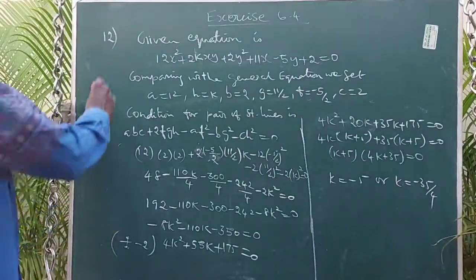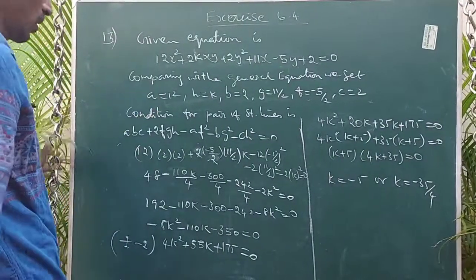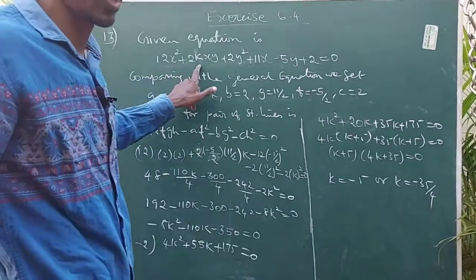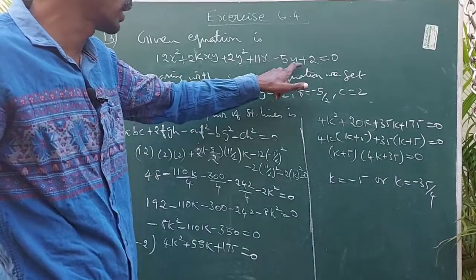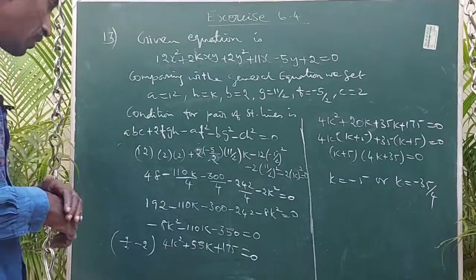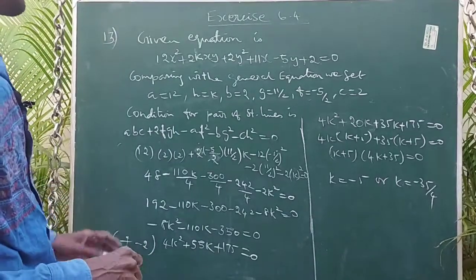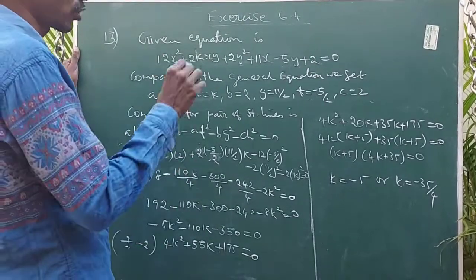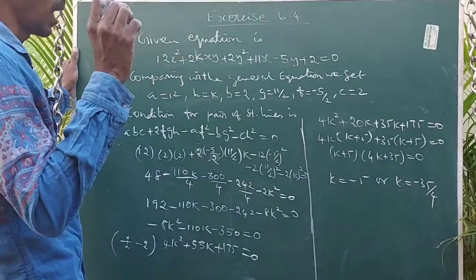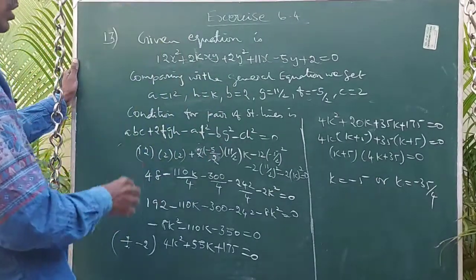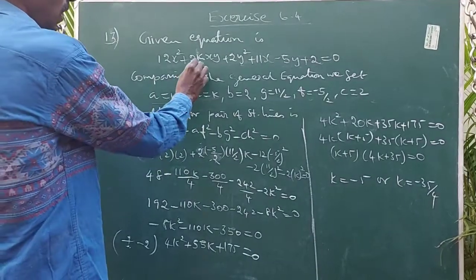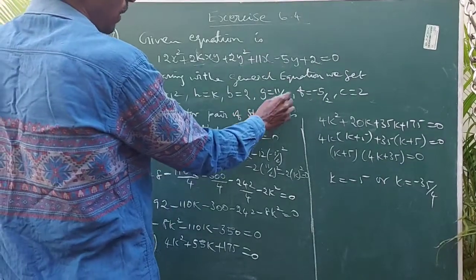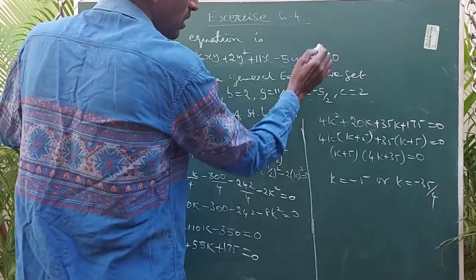So welcome my dear students. Question number 13 in exercise 6.4. The question is, for what values of k does the equation 12x² + 2kxy + 2y² + 11x − 5y + 2 = 0 represent two straight lines? That means a pair of straight lines. I think we already solved a problem similar to that. Just compare with the general equation ax² + 2hxy + by² + 2gx + 2fy + c = 0. We are getting a equal to 12, 2h equal to 2k, h equal to k, b equal to 2, g equal to 11/2, f equal to −5/2 and c equal to 2.